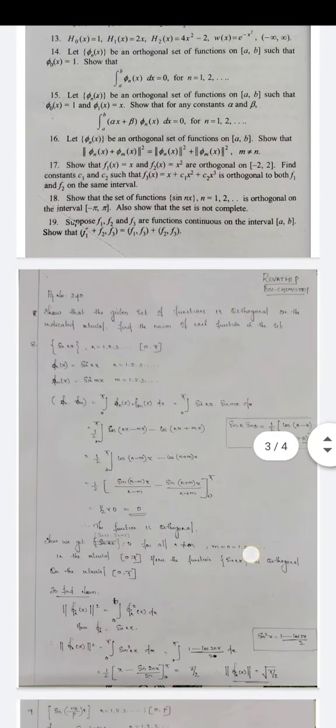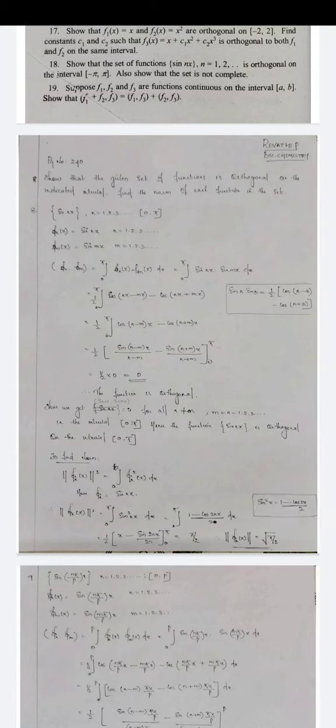Let me take the slide first. So here let's take phi n of x is equal to sin nx, where n is equal to 1, 2, 3, etc. Then phi m of x is equal to sin mx, where m is equal to 1, 2, 3, etc. So to find the orthogonality, we can take phi m comma phi n is equal to 0. We need to prove this is equal to 0.